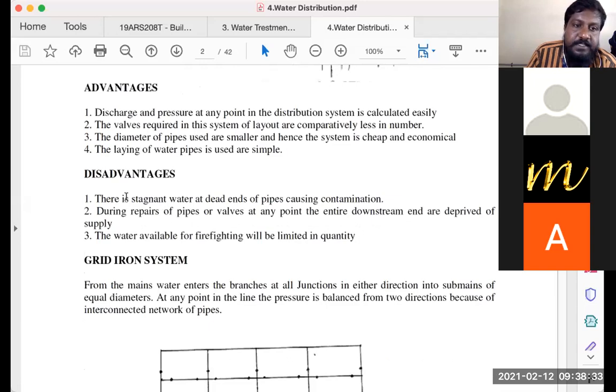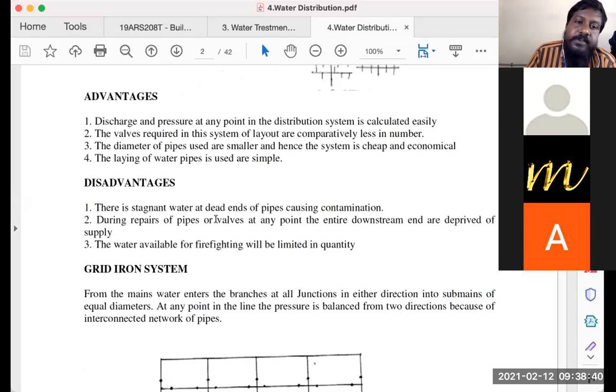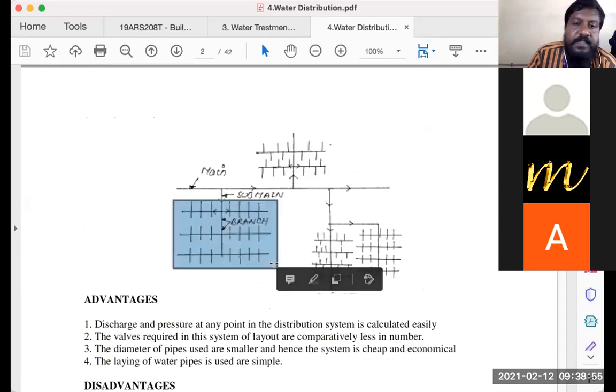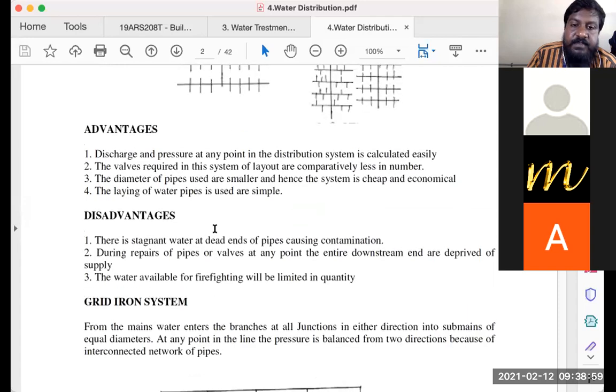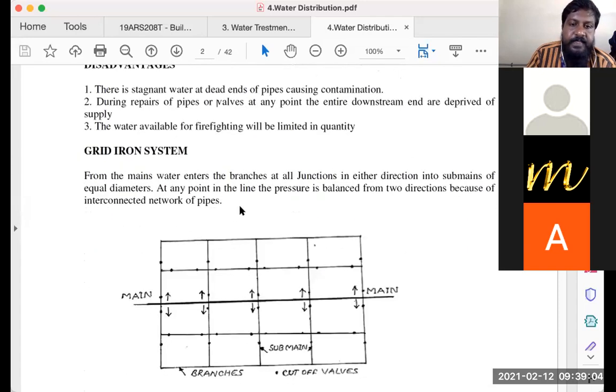What are the disadvantages? There is stagnant water at the dead ends of the pipe, causing contamination because there's no circulation happening. During repair of pipes or valves at any point, the entire downstream end is deprived of supply. So what they mention is, if the submain has a problem that needs to be repaired, the whole system in this part won't have any water supply. The water available for firefighting will be limited in quantity because of the distribution. The water would be limited.